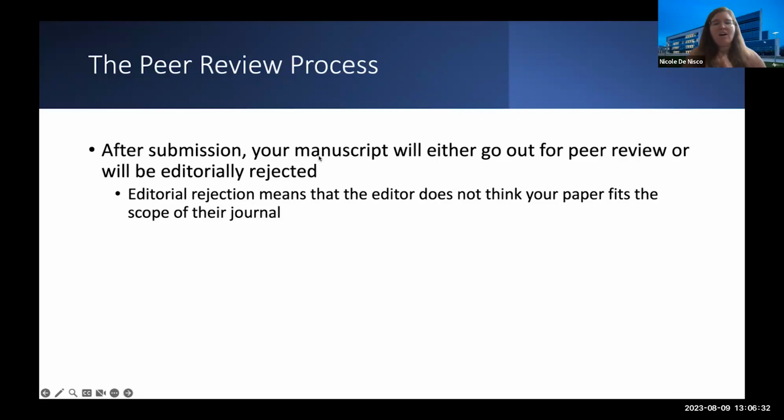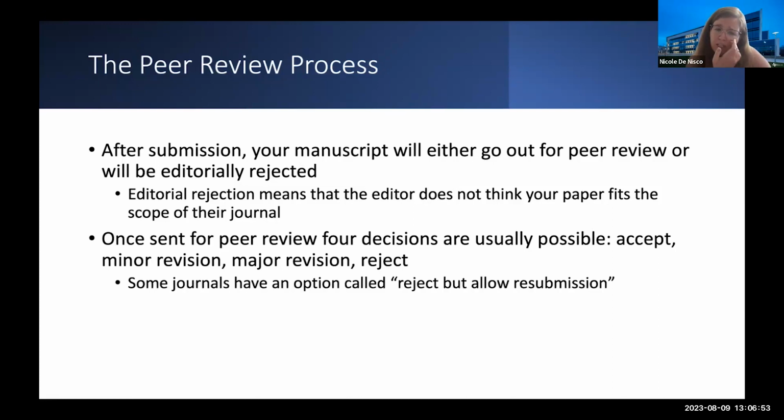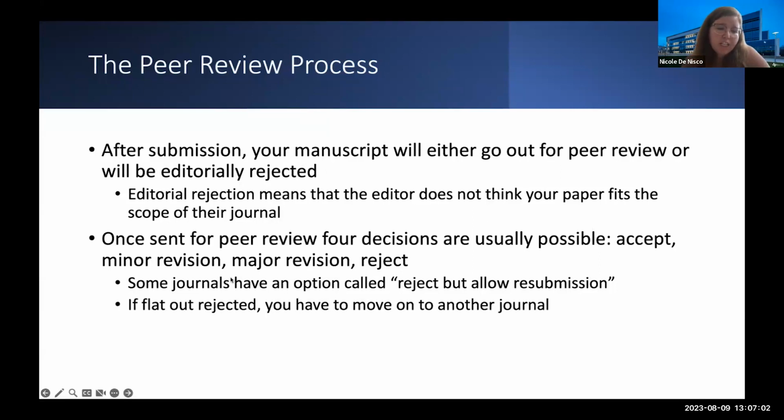Cool. All right, so editorial rejection means the editor doesn't think your paper fits the scope of their journal, and this happens all the time, and it's no reason to get discouraged. Once it's sent for peer review, four decisions are usually possible. It's accepted, you have a minor revision, major revision, or it's just rejected. Some journals have this option called reject but allow resubmission, and that's basically just major revision.